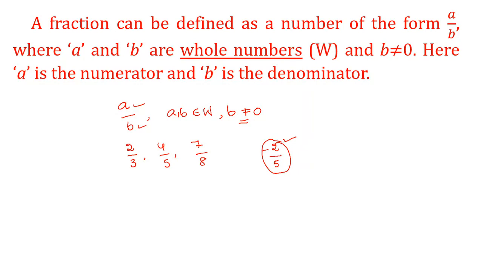In the rational number, you will take a and b as integers. So in place of whole numbers, you can write the integers in the definition of the rational numbers. Just the same definition will be there. There you have to read the definition as a rational number can be defined as a number of the form a by b, where a and b are integers and b is not equal to 0. Here a is the numerator and b is the denominator. So that type of numbers are called rational numbers.